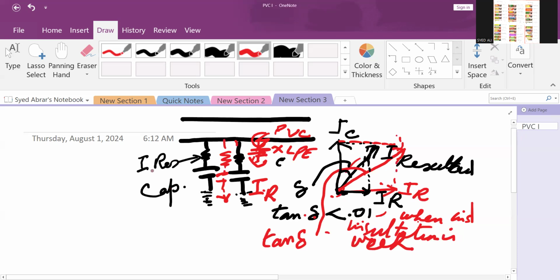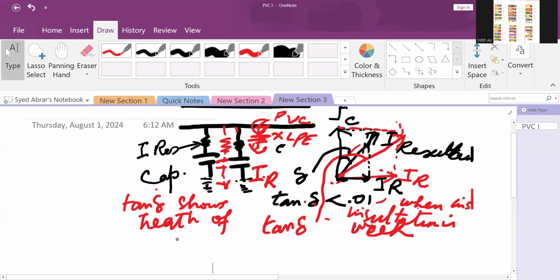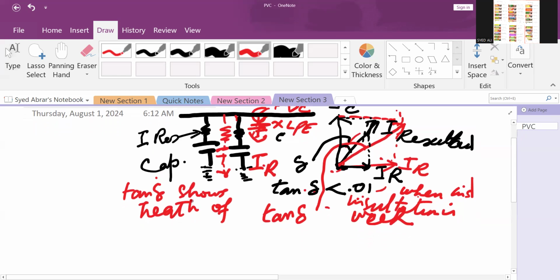So what does tangent delta show? Tangent delta shows the health of insulation. Tangent delta shows the health of insulation.